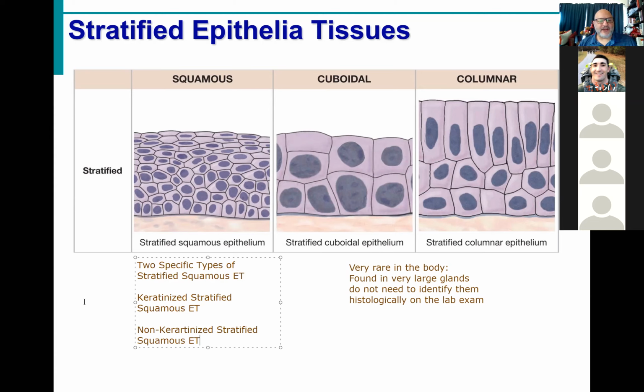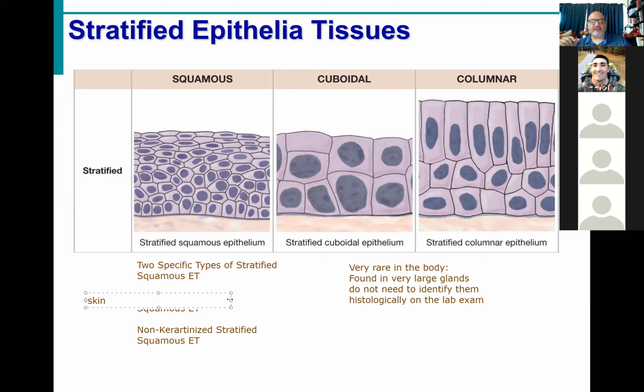And again, the keratinized is found in the skin. That is the only place we find the keratinized. The non-keratinized, and again, if you look at this tissue, you can see it is comprised of a large number of cells packed together. It provides a lot of protection. And so that's really the key for all of our stratified. All of our stratified are going to provide protection, but especially these stratified squamouses.